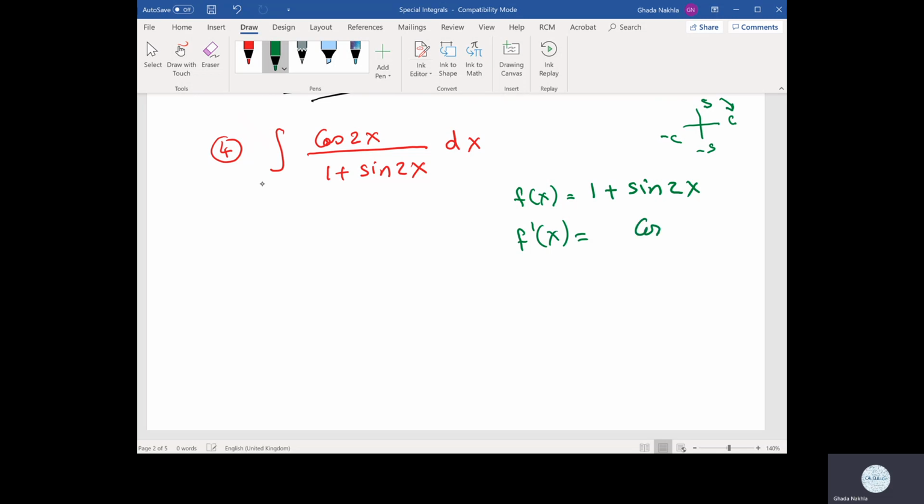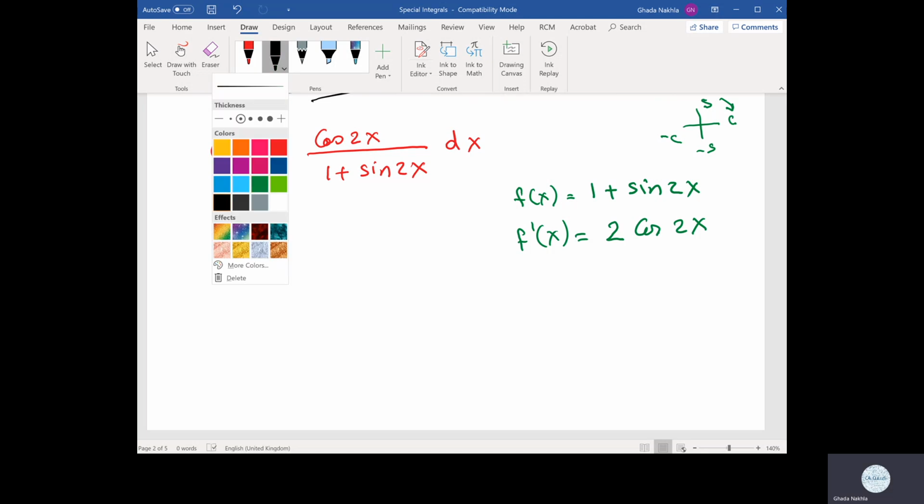So it's going to be cos kx, right? Because I have a k, I'm going to put a 2 here, a k. So sine kx differentiates into k cos kx, or 2 cos 2x. K is 2. Right, let's go back to our question and assess the situation.